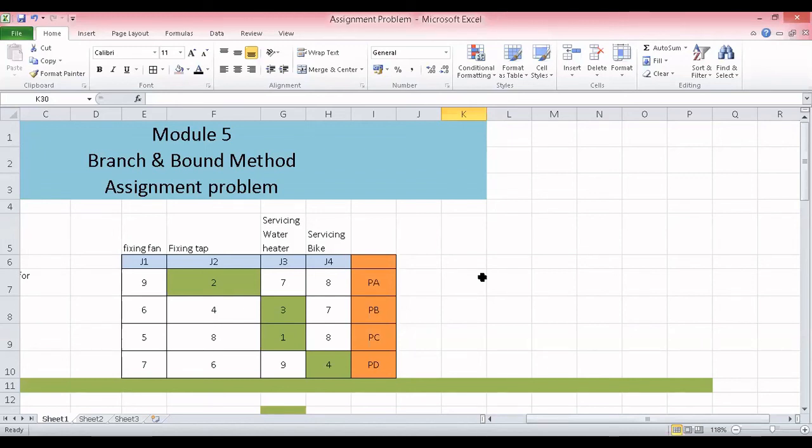But in backtracking and branch and bound, we are finding out all the solutions. And in backtracking, it uses depth first search, and in branch and bound, it uses breadth first search. That is the main difference between backtracking and branch and bound.